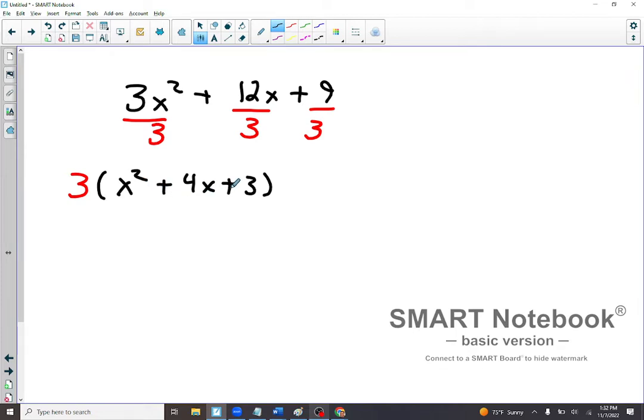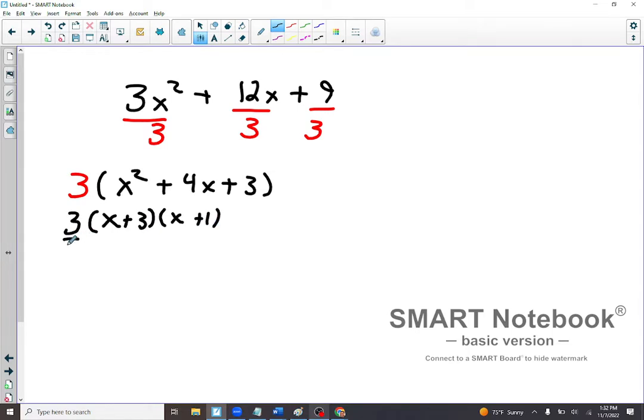Then you do what multiplies to c and adds to b, which is 3 and 1. So 3, x plus 3, x plus 1.